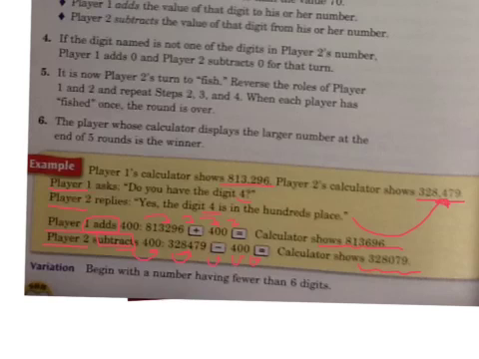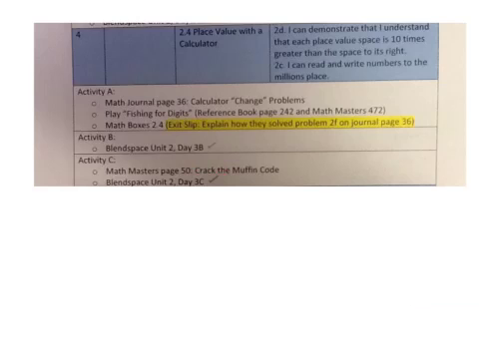The directions are in your reference book. You will need to refer to them as you play this game. Here's your work for today. Right now on your sheet, write down the date, 10-7. It's very, very important that you're marking off when you complete each of these activities. So you're going to do Math Journal page 36, the calculator change problems, and then fill in the bubble. Playing Fishing for Digits, and again it tells you the reference book page, the Math Masters page, fill in the bubble. Do your math boxes, fill in the bubble.